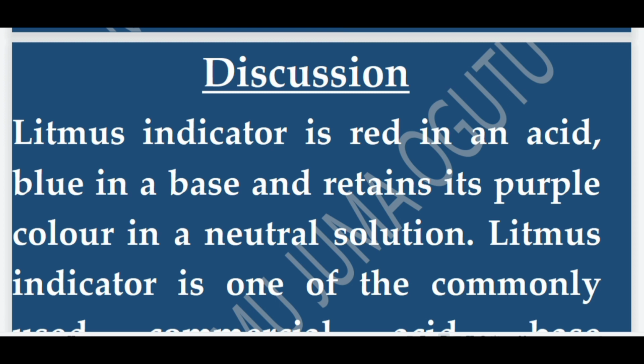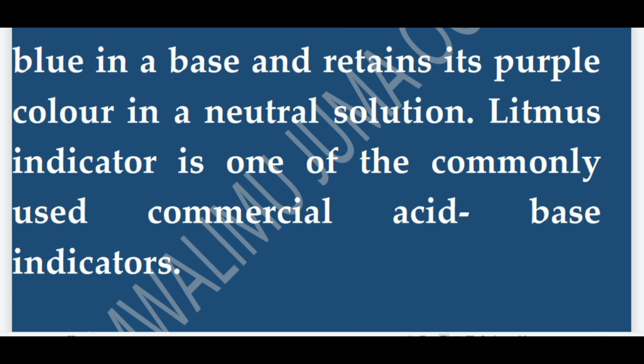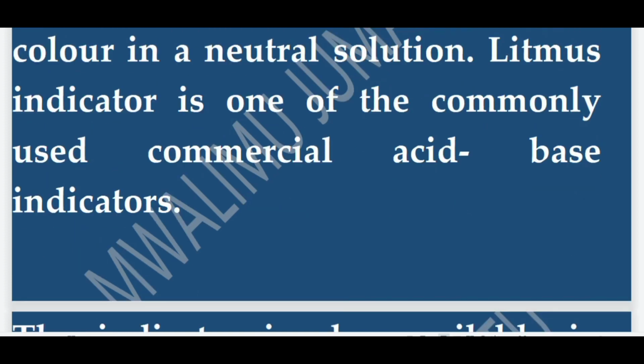So you expect that when a litmus solution is used as an indicator in any given substance, it will be red in an acid. When we have a red color, it means that the substance is an acid. Blue, it will be a base. When it retains its purple color, it means that it is a neutral solution. So litmus indicator is one of the commonly used commercial acid-base indicators.